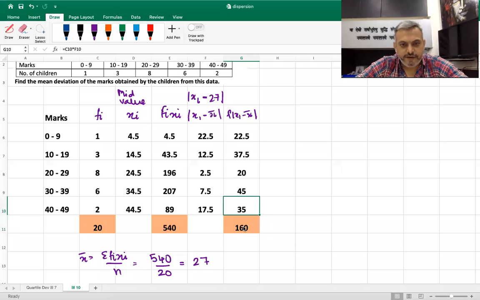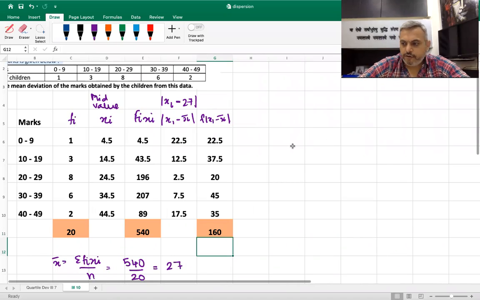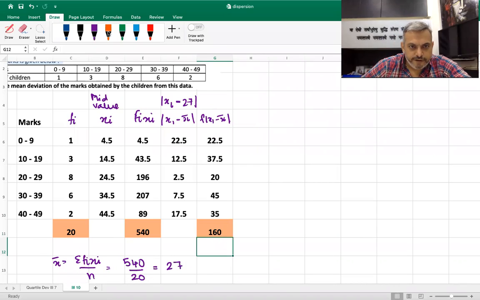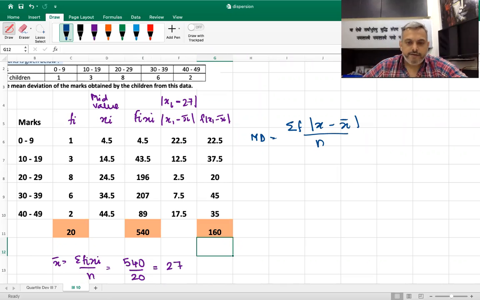Total comes to 160. Now we have the mean, and we have to find the mean deviation. I'll do it over here, using a different color pen. So mean deviation is equal to sigma f into modulus x minus x bar upon n. The summation is 160 upon n, which is 20, which is equal to 8.